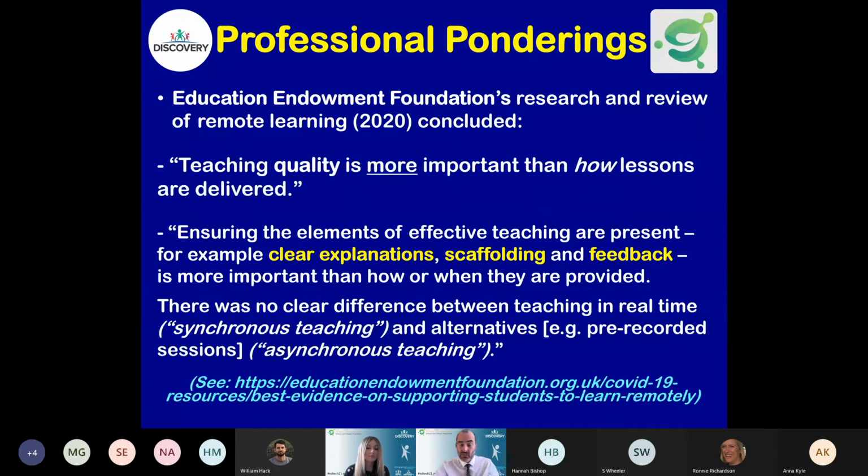So the Education Endowment Foundation obviously puts a lot of information out there, and they reviewed remote learning last year. And what they said is that the teaching quality is far more important than how lessons are delivered. Now we know there's real-time synchronous teaching, there's the alternative pre-recorded asynchronous teaching. And there was no real evidence about which one was better over another, although from our own experiences, we found some things enable things to happen more effectively. But what they did say was the most effective part of remote teaching was that the explanations were very clear, there was scaffolding throughout the learning process, and there were elements of feedback during the session and after the session.